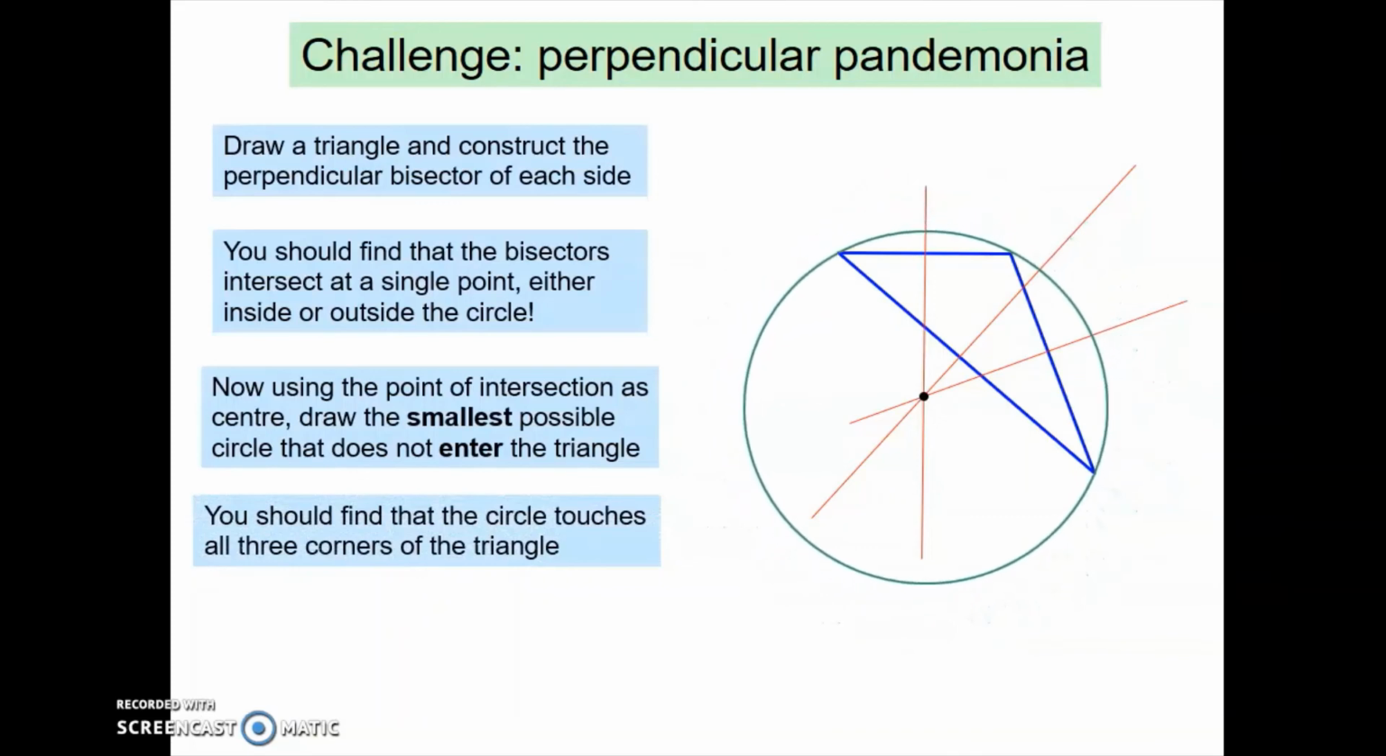So what you should find is when you draw a circle with your compass point at the point the three perpendicular bisectors intersect, the 3 points of the triangle, the 3 corners of the triangle, should fit inside the circle exactly, should touch the circle exactly. And that should happen no matter what your original triangle looked like.